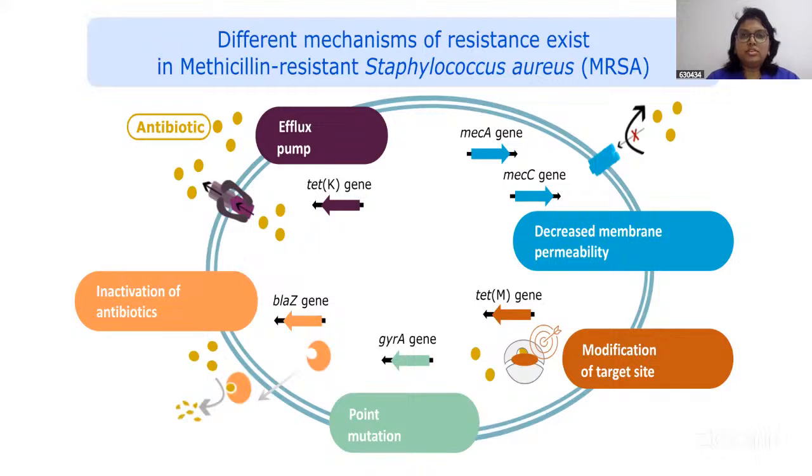The common mechanisms of resistance in MRSA, rather in any other organisms, are the decreased membrane permeability to the antibiotic, the modification of the target site, point mutations, inactivation of antibiotics by enzymatic degradation, or efflux pumps which push out the antibiotics. These are some of the most common mechanisms of resistance against which our future antibiotic should be active.